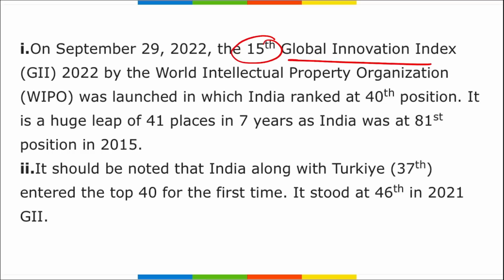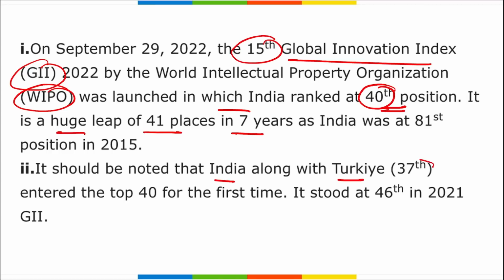The 15th Global Innovation Index released by WIPO was launched in India with the rank of India at 40th, a huge leap of 41 places in 7 years. It should be noted that India, along with Turkey, which is on 37th position, entered the top 40 for the first time, having stood at 46th position in 2021.